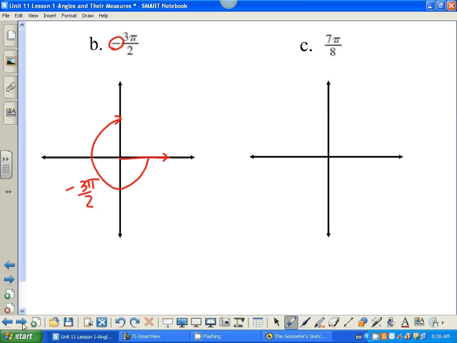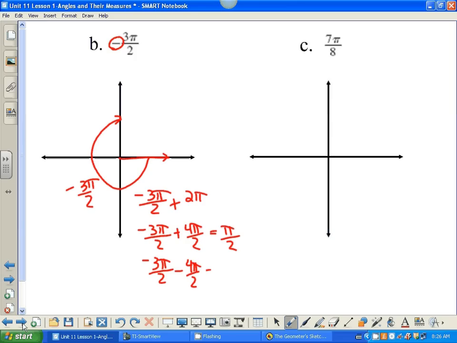Okay. And I need to get one positive and one negative coterminal angle. So I'm going to take negative 3 pi over 2, and I'm going to add 2 pi. 2 pi in terms of halves is going to be 4 pi over 2. And when I add them together, I get pi over 2. Now I'm going to get another negative coterminal angle, which is negative 7 pi over 2.